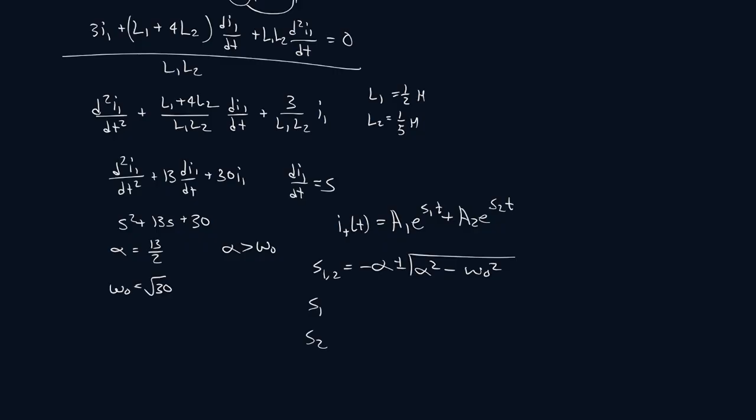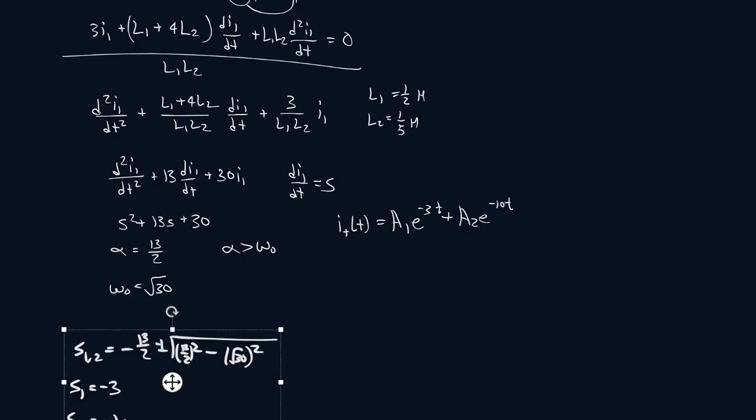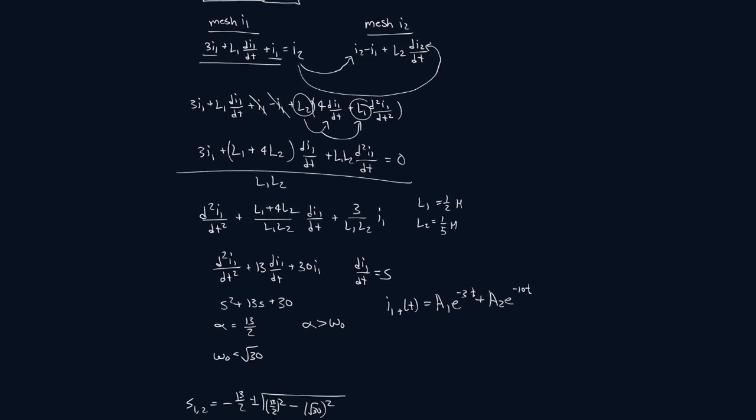So s1 and s2. This is just 13 over 2, 13 over 2, square root of 30. And you should get the following. S1 is minus 3, S2 is minus 10. Now before I solve for A1 and A2, I need to get I1(t), not I transition t. So this is I1 transition t.